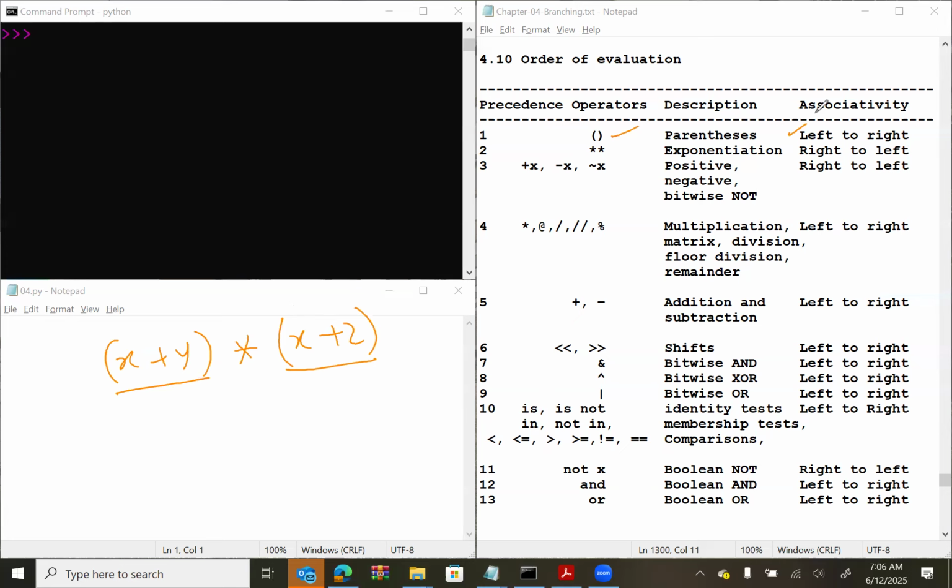Then we have the power sign, for example 2 power 2. This power sign is from right to left, so this will be solved first. The answer is 2 power 2 is 4, and then this will be solved next. Then it is 2 power 4, and that is 16.